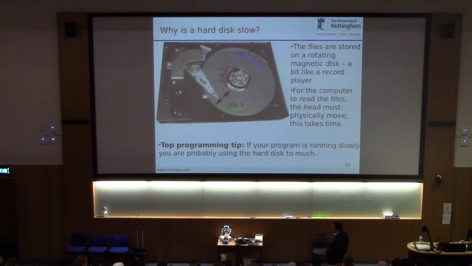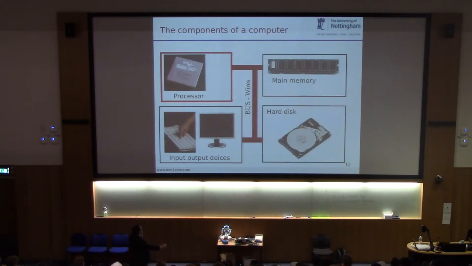Yeah, so this is a top programming tip. This is one of the main takeaways from this section. If your program is running slowly, it is almost certainly writing too much data to the hard disk. That's a killer on any computer. If you write to the hard disk, your program is going to be so slow. So what people do is, for example, save all the data in main memory and then dump it to the hard disk right at the end. So try and avoid hard disk access. That's a top tip from me.